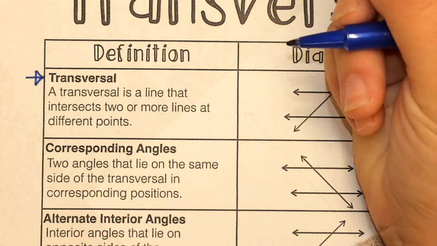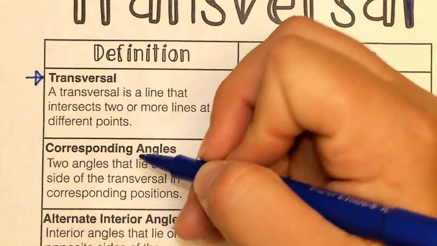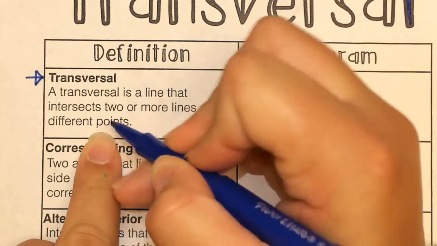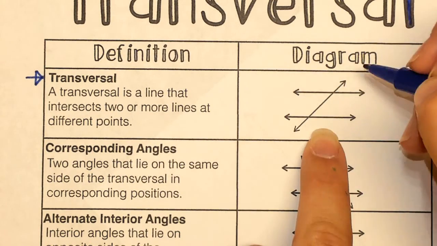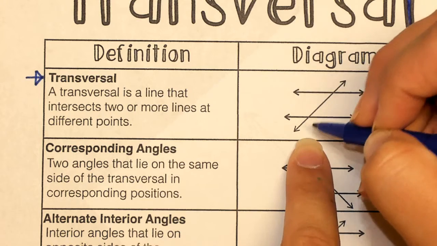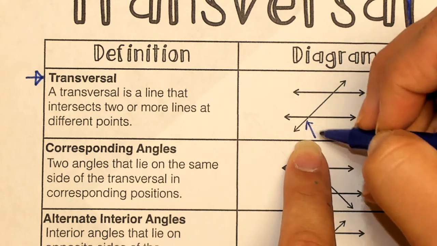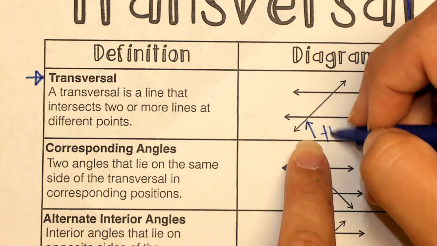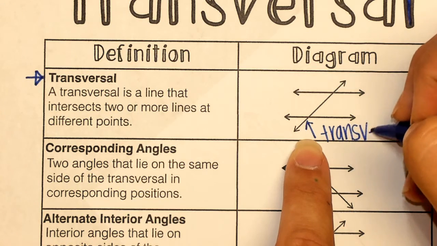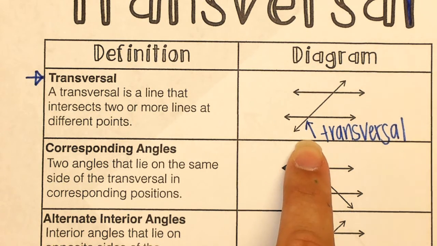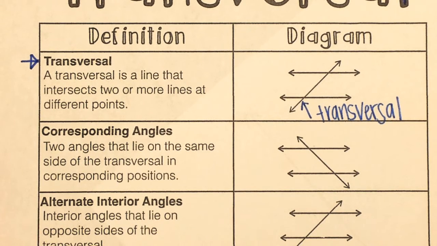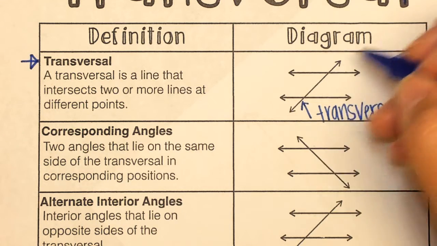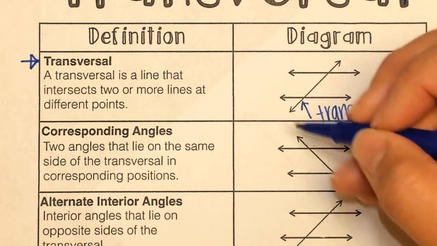Transversal. It is a line that intersects two or more lines at different points. So here are these two lines, and there's a line that intersects both of them at different points. So this line right here, the only one that's going vertical, this is called a transversal. It's called a transversal.